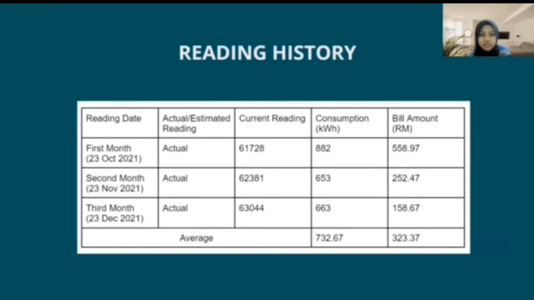For the reading history, this is the actual reading history for 3 months, starting from October 2021 until December 2021. And the average consumption for these 3 months is 732.67 kilowatt hours. And the average bill amount for these 3 consecutive months is 323.37 ringgit.